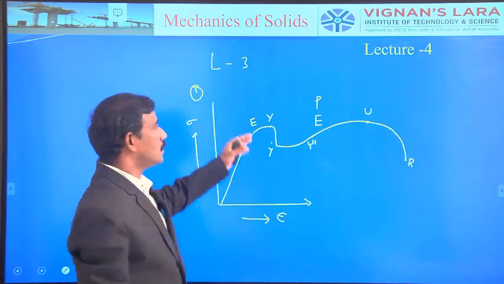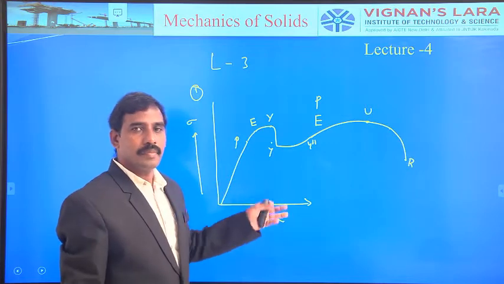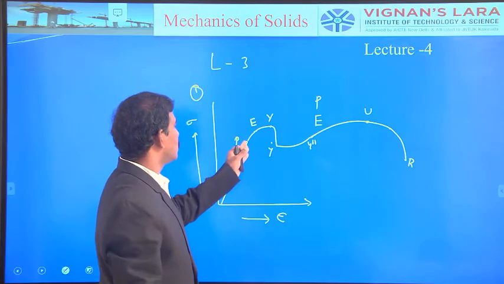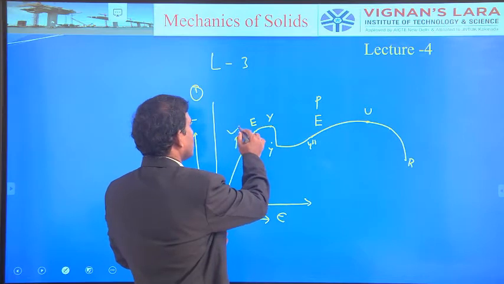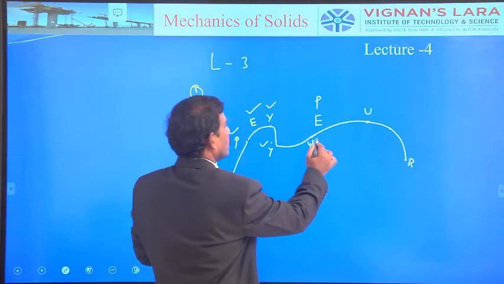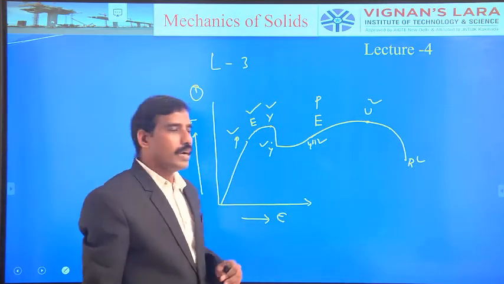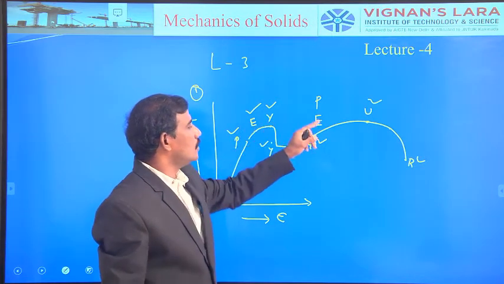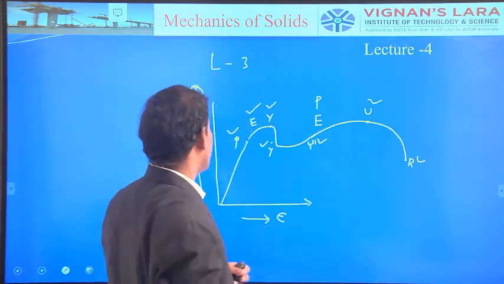So this is what we learned in the previous class by conducting the experiment on a specimen in a tensile testing machine. We observe the salient features: the first one is P, the second is E, the third is Y, the fourth is Y dash, the fifth is Y double dash, then U and R. Among all these points, P, E, Y, U and R are the main points. That is very, very important.